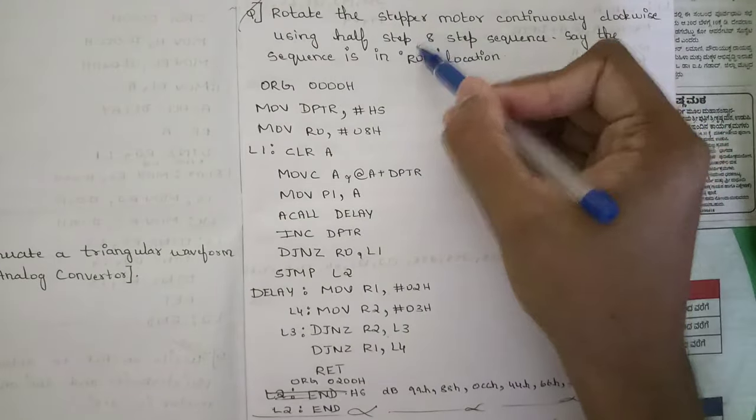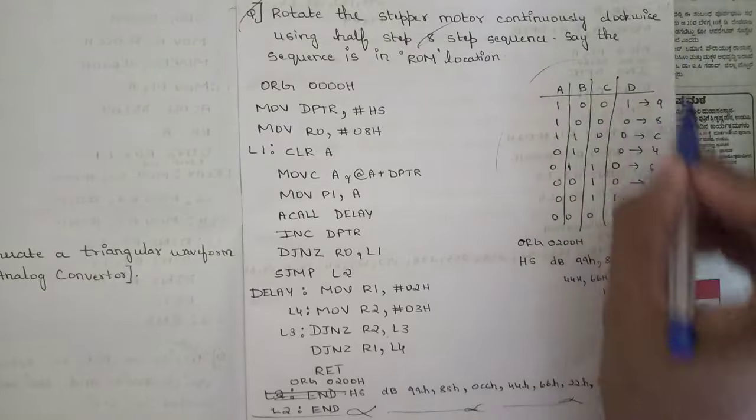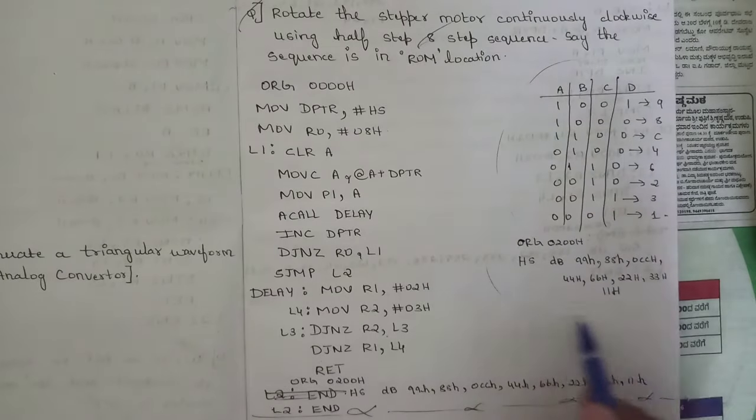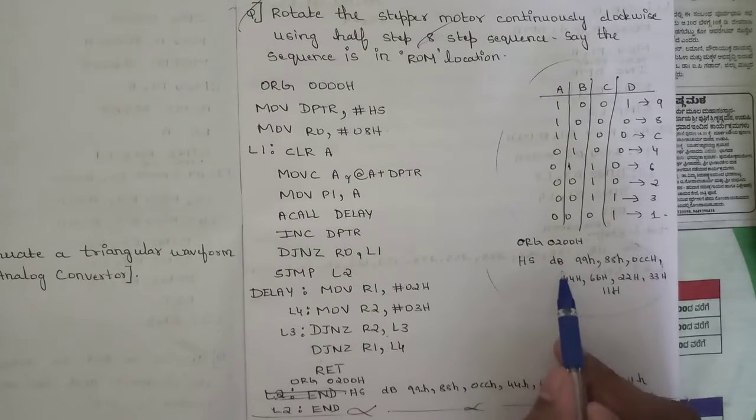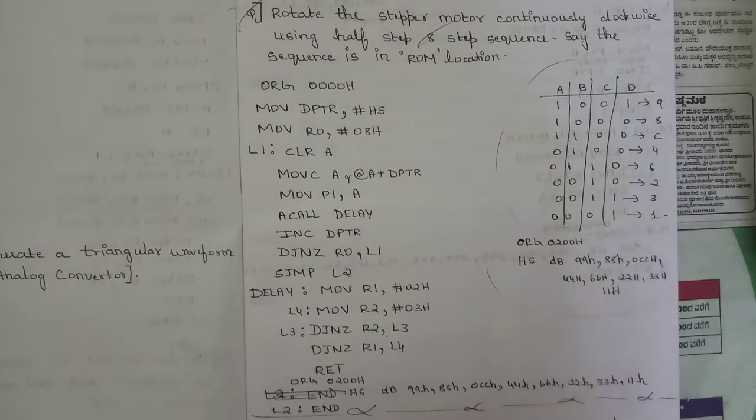We know that half step consists of 8 steps. So here the 8 steps are beautifully mentioned. Here this is the define byte. We should be declaring, using a define byte, all these steps and its program. So it's beautifully mentioned. Pause the video and refer to it.